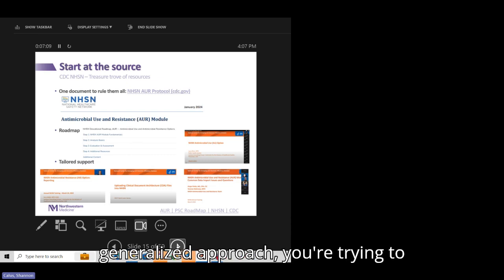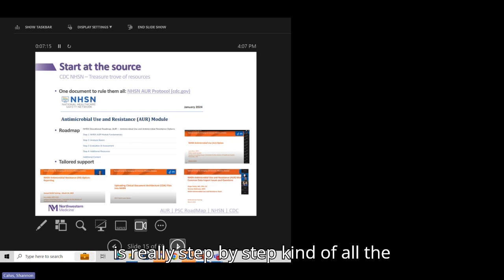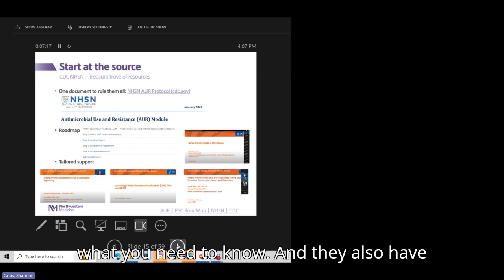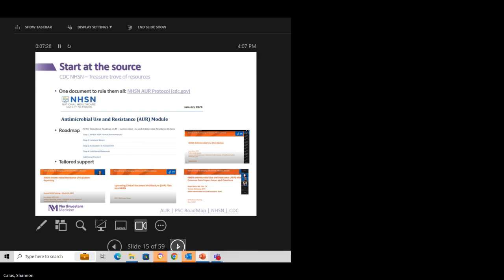If you want a more generalized approach or you're trying to educate your teams, there's one document. They have a protocol, which is really step-by-step all the information that I'll cover today and what you need to know. And then they also have a roadmap, which is really nice. It builds stepwise, so you're starting with the foundational basics and then working up to those more advanced reporting systems.